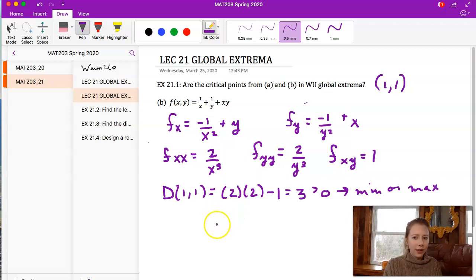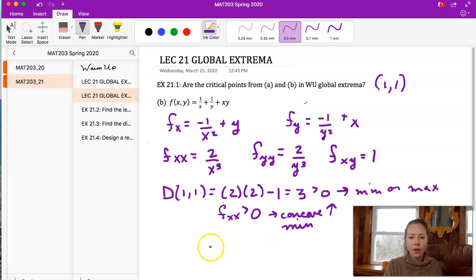Okay, so now let's see if we think this is a global min or max. Actually, we have to figure out if it's a min or a max. So let's look at the concavity. Okay, so we have positive values here. So a positive value tells us that we're concave up, which means we have a minimum.